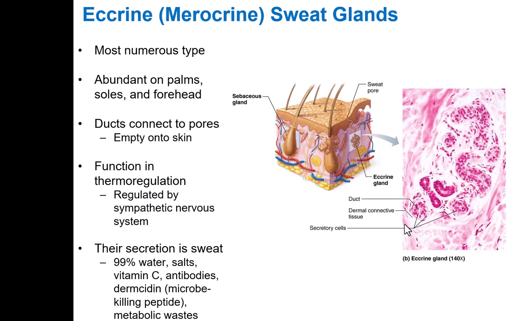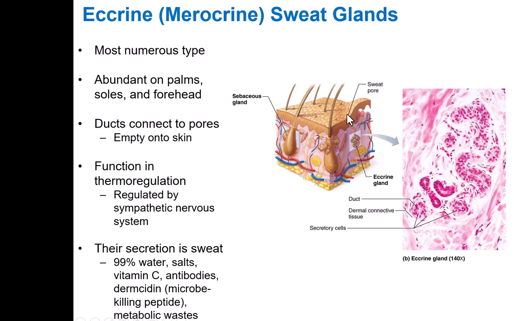So these eccrine or merocrine sweat glands, here's one highlighted right here. The shape of the gland itself, and a gland is really like a tube or a cavity lined with epithelial cells. In this case, the shape of the eccrine gland is long and tubular. And notice that when you follow the duct of that gland, it empties out onto the surface of the skin. So the sweat will be produced down here in the eccrine gland, and find its way up onto the surface of the skin.